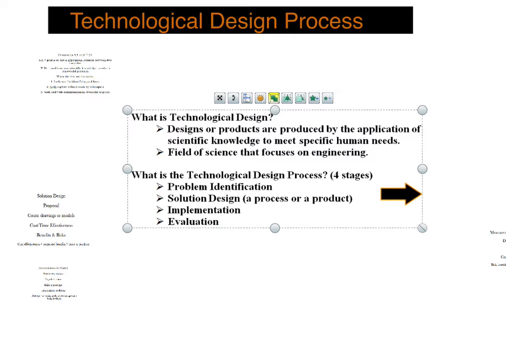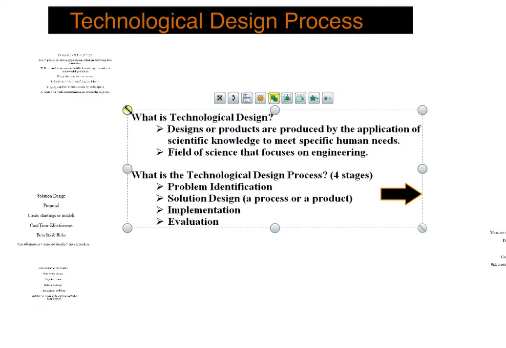So the technological design process has 4 stages. We're going to go into each of these 4 stages for your note sheet here in a second. But the first stage is problem identification. So you first say, this is the problem. Then you start to design a solution. That solution can be a process or a product. Then you implement your solution, and then you evaluate whether or not it was a good solution or if you should probably go back to the drawing board.